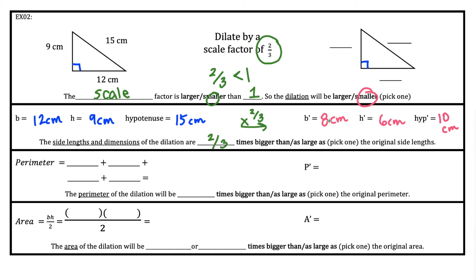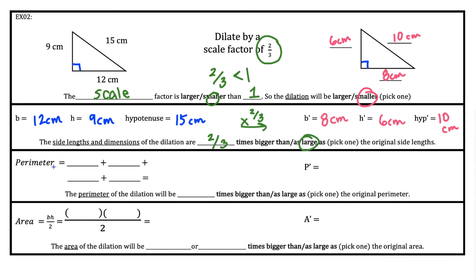bigger. We're getting smaller. So it's 2/3 as large. They are 2/3 as large as the original. Let's go ahead and label them, or put them up here. So we get 8 centimeters. We get 6 centimeters. And we get 10 centimeters.